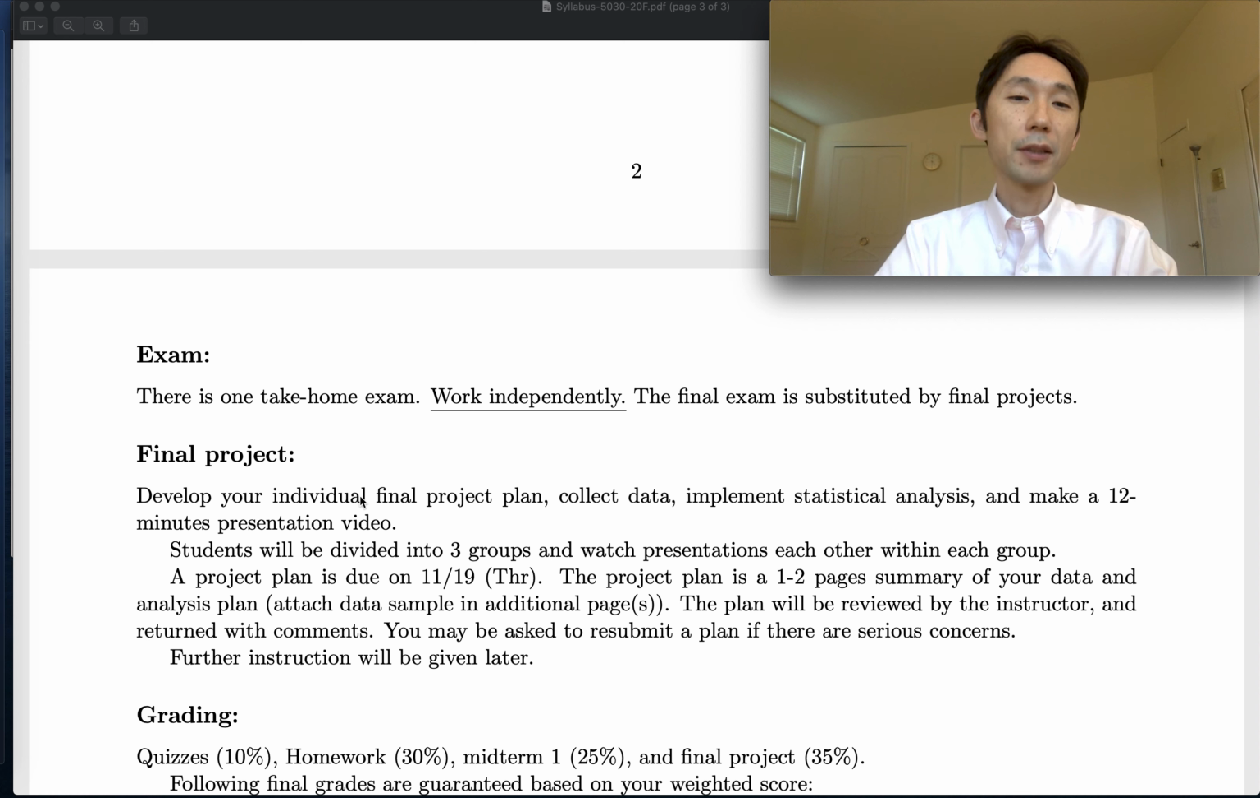Okay, so exam. There is one take-home exam. It focuses on the usage of R and the basic statistics with R. It's similar to homework, but it's a little more serious, with a little more difficult questions. And no final exam, because this course has the final project. So the final project replaces the final exam.